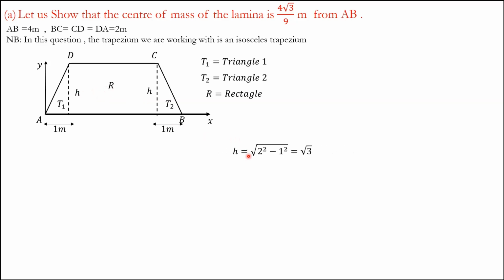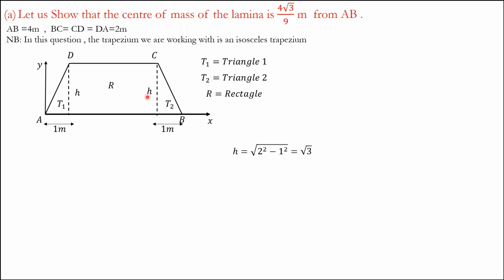From the Pythagorean theorem, we can determine this h. Since we know the distance AD equals 2 meters, and the base of the triangle is 1 meter, we can calculate h. h is equal to the square root of 2 squared, which is the hypotenuse squared, minus 1 squared, which gives square root of 3 as the distance h.